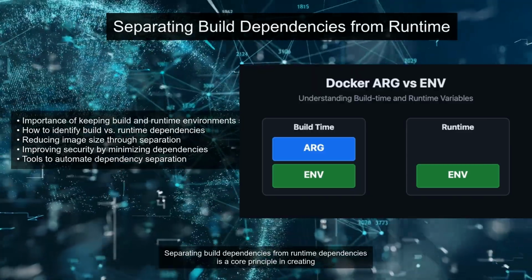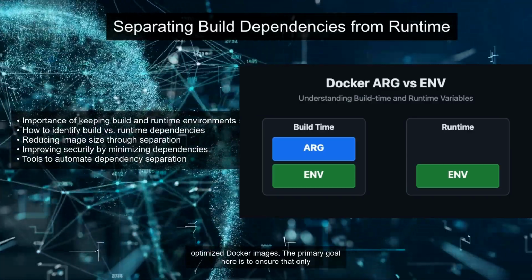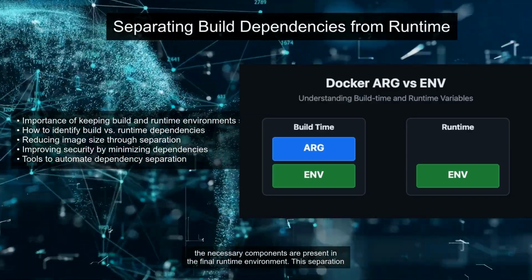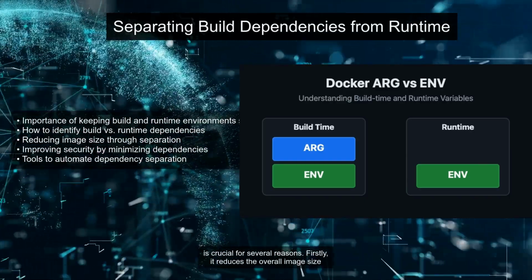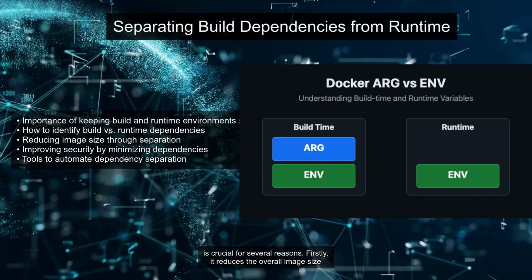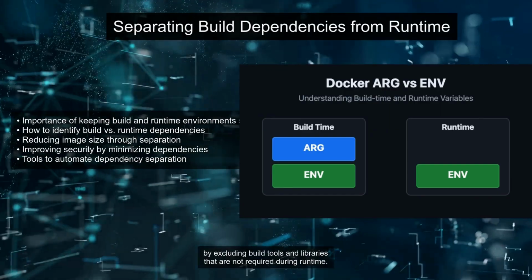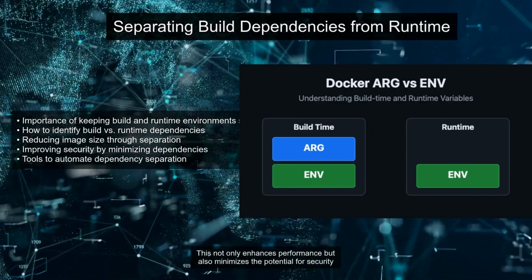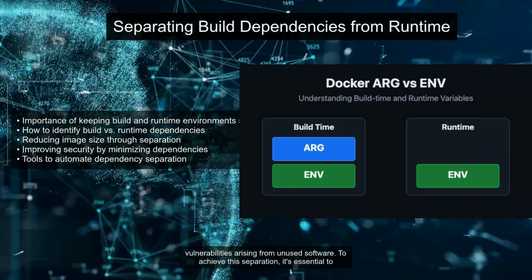Separating build dependencies from runtime dependencies is a core principle in creating optimized Docker images. The primary goal here is to ensure that only the necessary components are present in the final runtime environment. This separation is crucial for several reasons. Firstly, it reduces the overall image size by excluding build tools and libraries that are not required during runtime. This not only enhances performance but also minimizes the potential for security vulnerabilities arising from unused software.